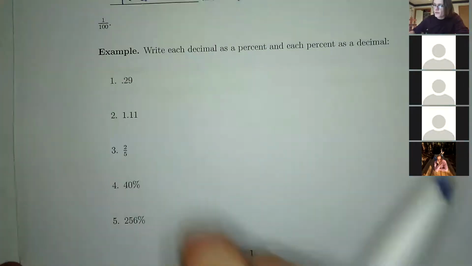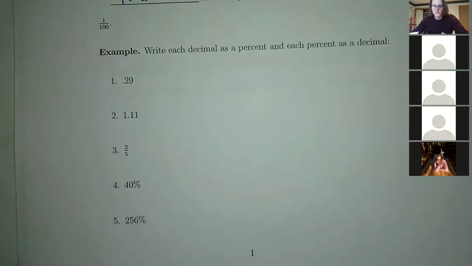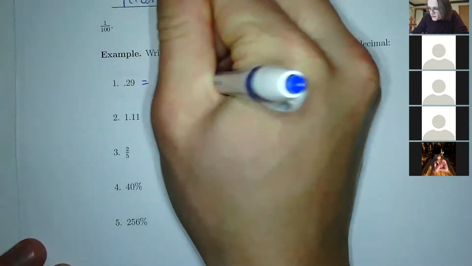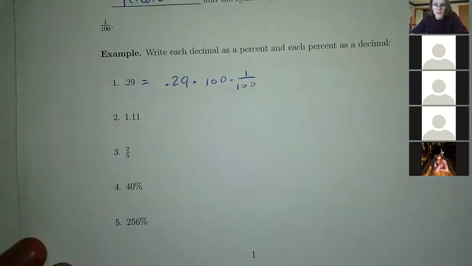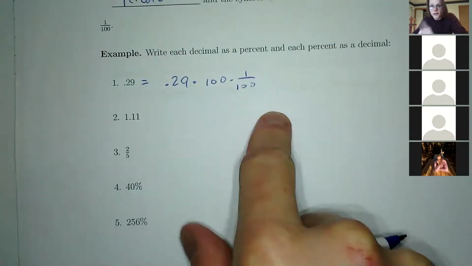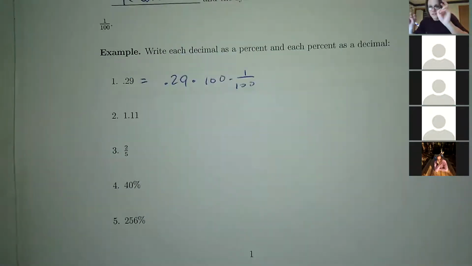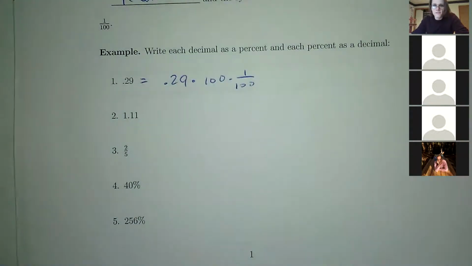So 0.29, if I want to write it as a percent, I have to force it to have a 1 over 100. A lot of you might just know intrinsically that it's 29%. But if you didn't, I'm going to write it as 0.29 times 100 times 1 over 100. When I multiply by 100 and divide by 100, nothing changes, but this 1 over 100 is the percent symbol. Then 0.29 times 100 is 29%.